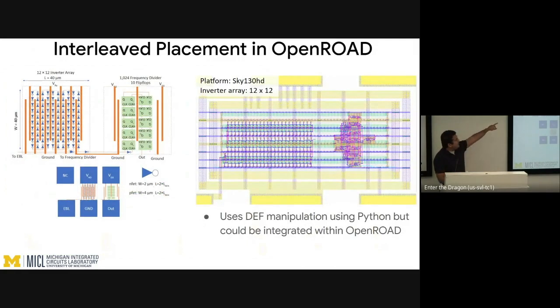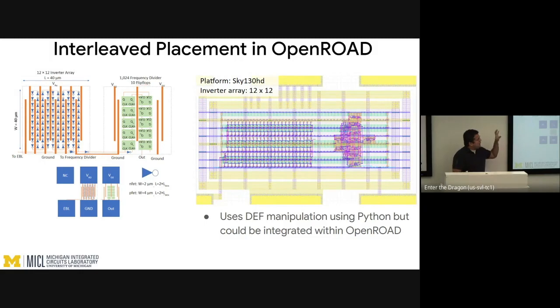So anyway, the other block we made is this ring oscillator here. It's an interleaved placement, as you can see on the left. This is very useful for process centering. This is using Python-based manipulation of the DEF. So we're hoping in OpenROAD we can have a better interface to it. There's a couple of people working on VLSIR or other tools that could potentially do this work, where you don't have to deal with different formats like DEF, GDS.